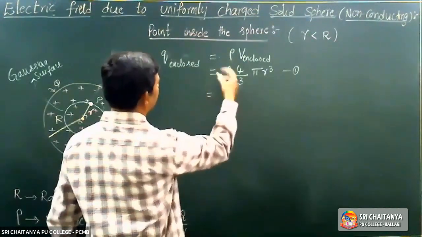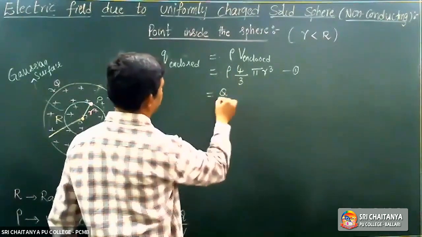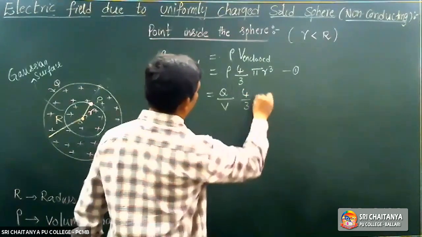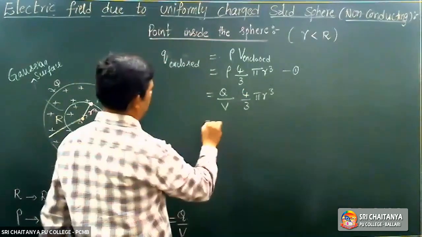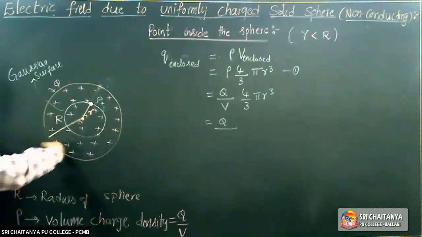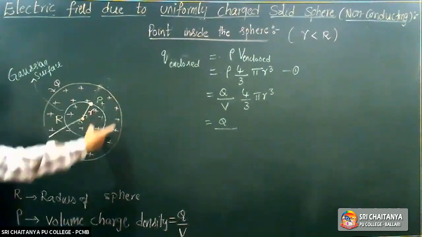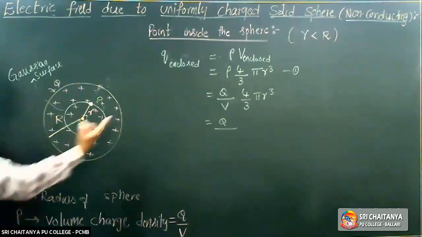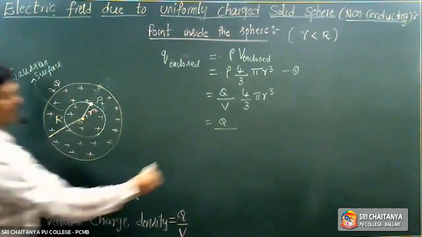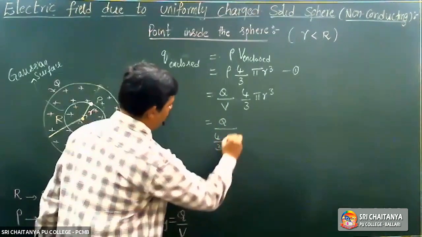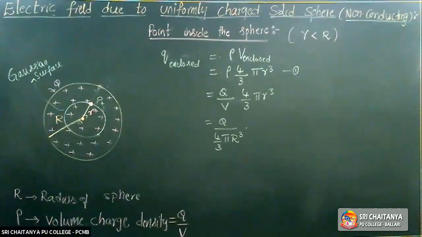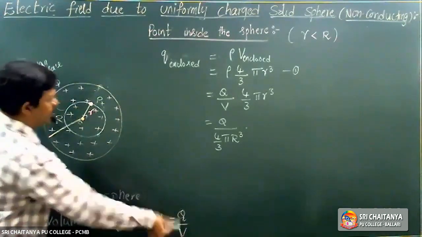And this rho can also be written as Q by V, into 4 by 3 pi R cube. V is the volume of the total. In the total volume, there is a charge capital Q. So rho is total charge by total volume. V is what? 4 by 3 pi R cube. Is this point clear?